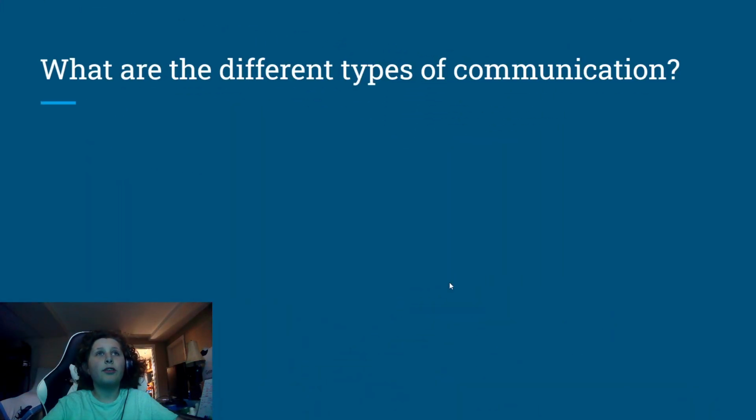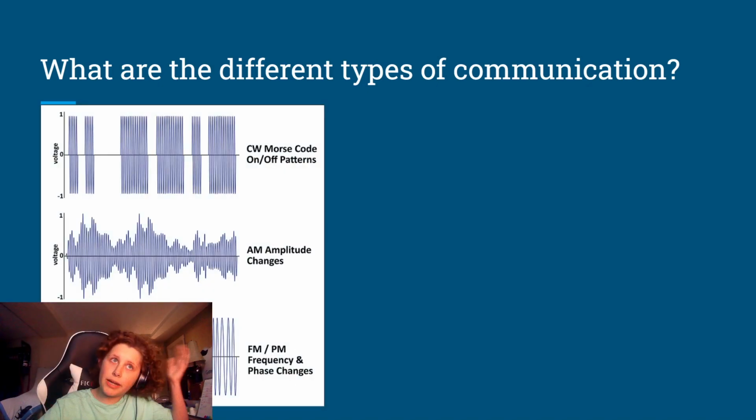Now, what are the different types of communication? There are many types of communication. Let's go through them one by one. So this top one here is continuous wave, which typically is a lot rarer.